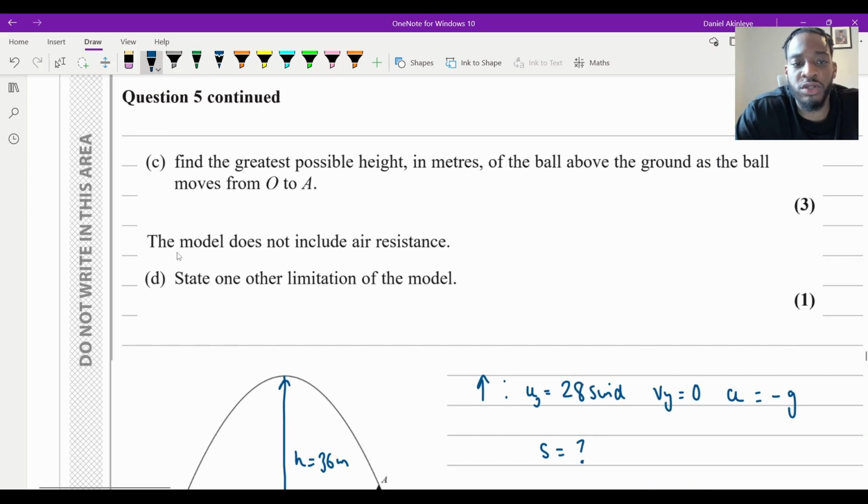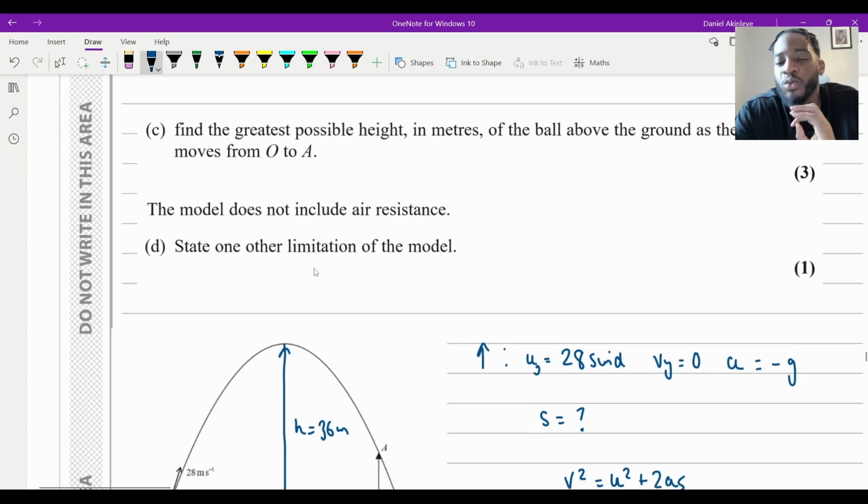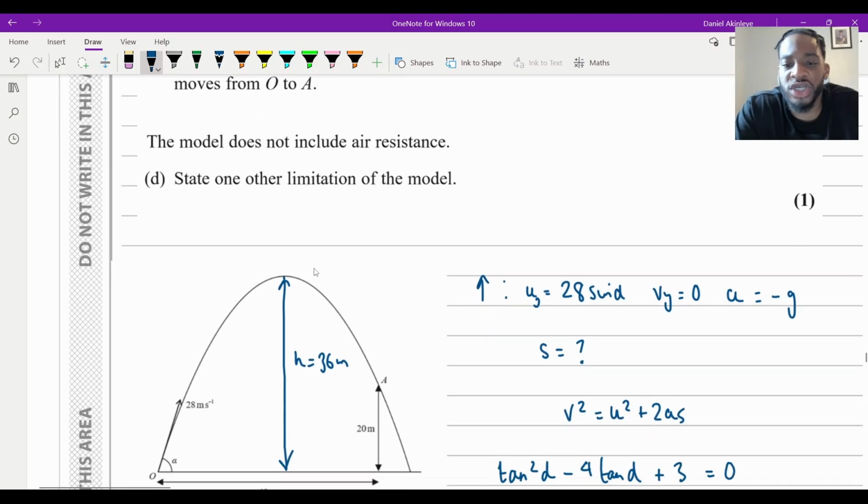Part D says the model does not include air resistance. State one other limitation of the model. Now, this one is always the one marker that's always at the end of these questions. They've told us that we can't use air resistance, right? What else could you use? Well, you could just say many things.